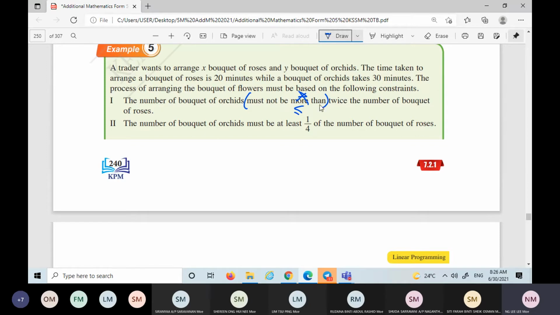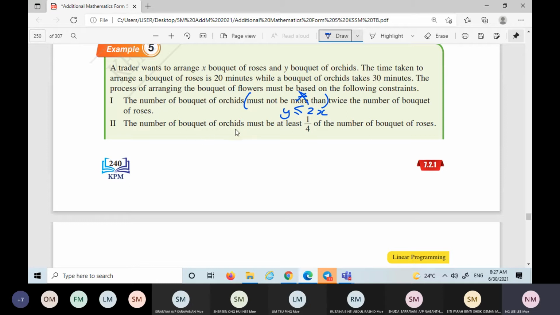Must not be more than, it's smaller than or equal to. You can write this in the list. In the notes you printed out, the summary for smaller than or equal to, you can add on this one more keyword, must not be more than. So the number of bouquets of orchid is y, and twice means 2 times the number of bouquets of roses, which is x. So this is the first inequality we have.